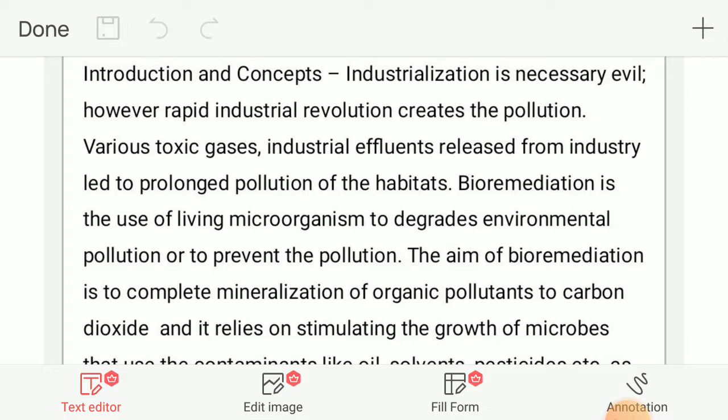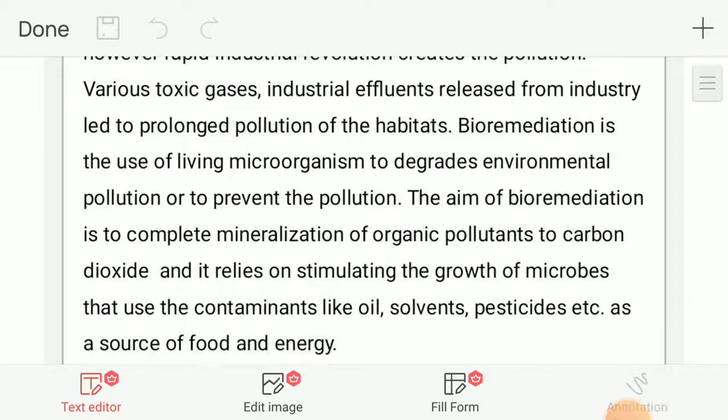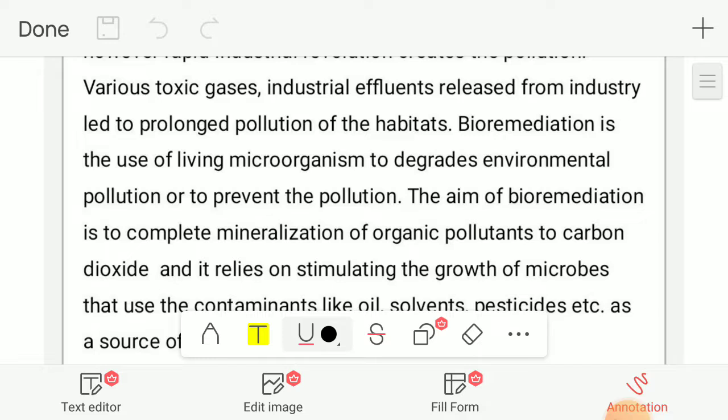The aim of bioremediation is the complete mineralization of organic pollutants to carbon dioxide, and it is released on stimulating the growth of microbes. The main goal of the entire bioremediation is to complete the mineralization of the organic pollutants.